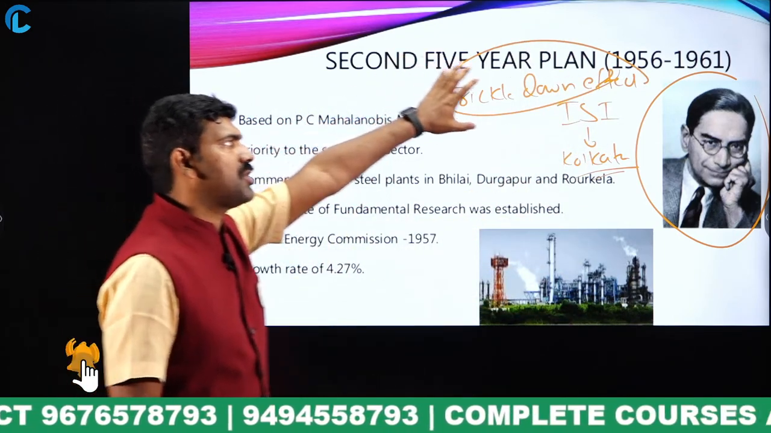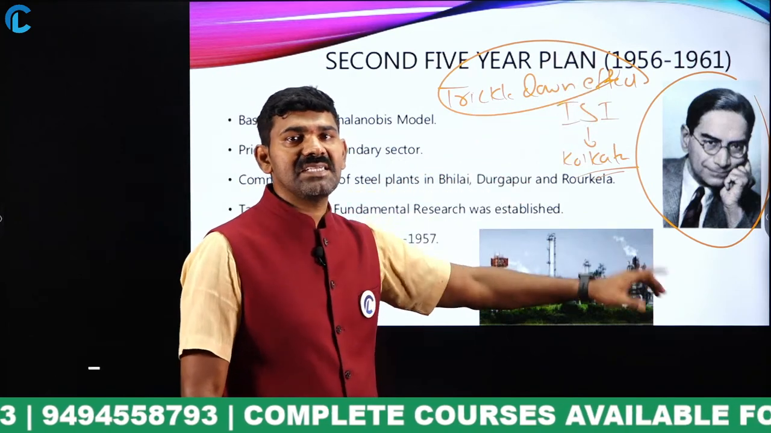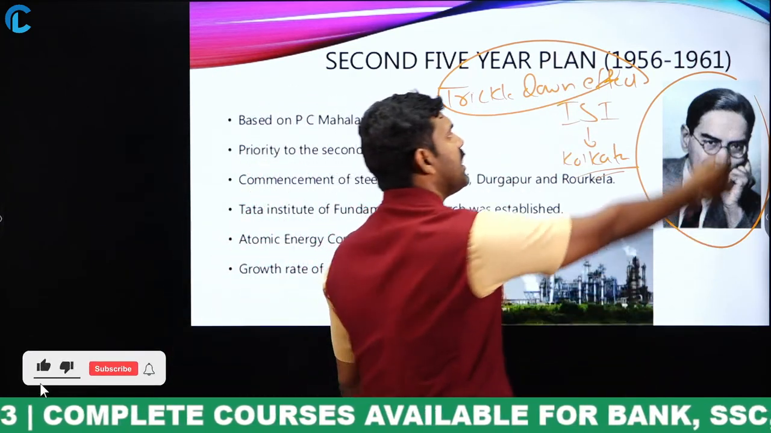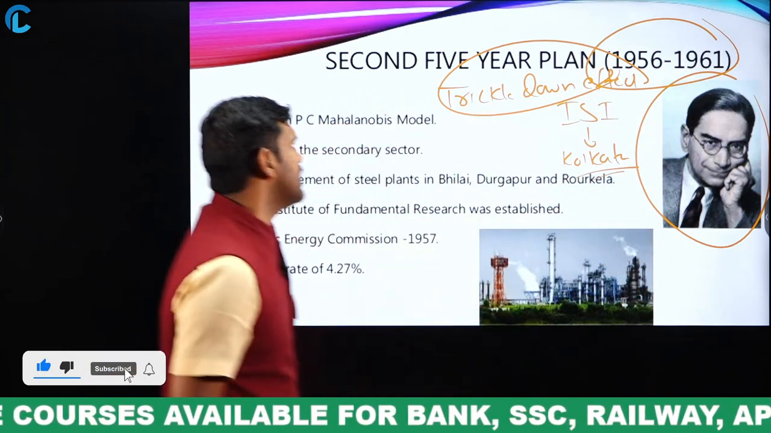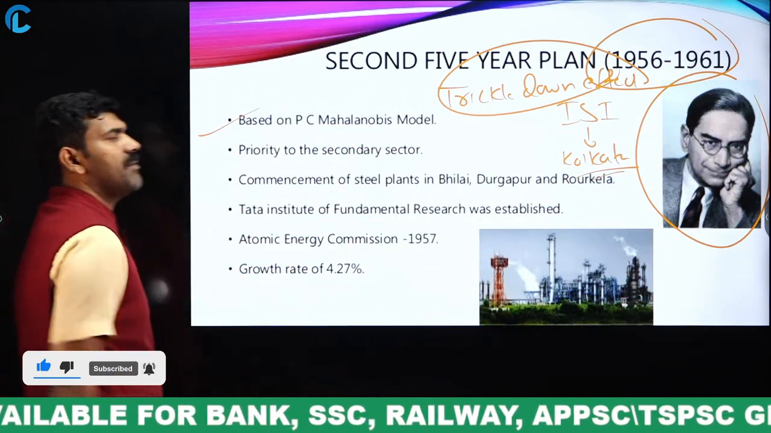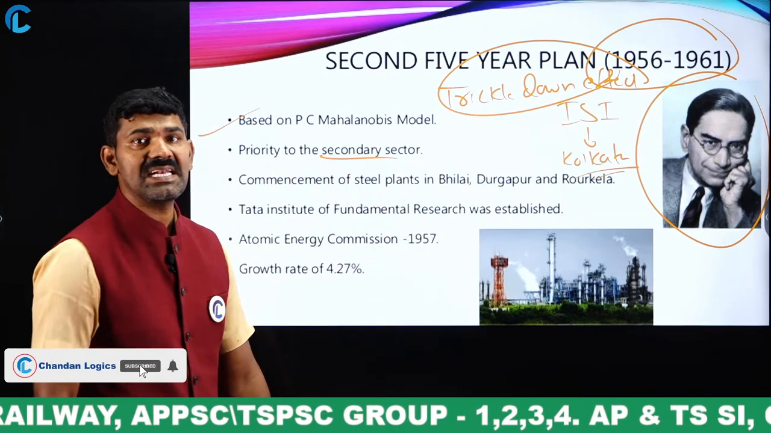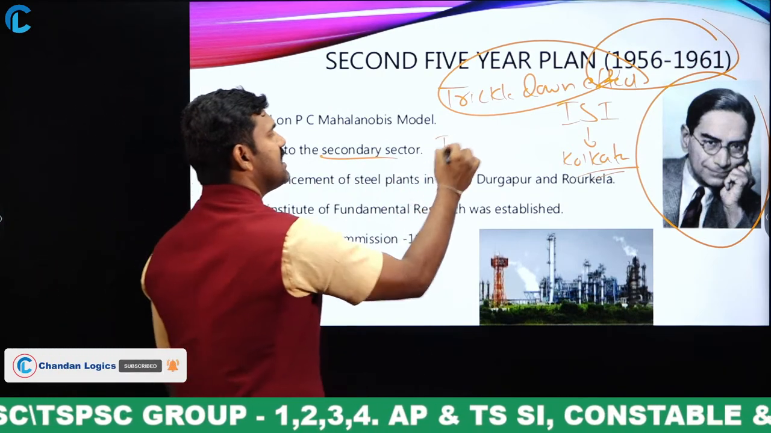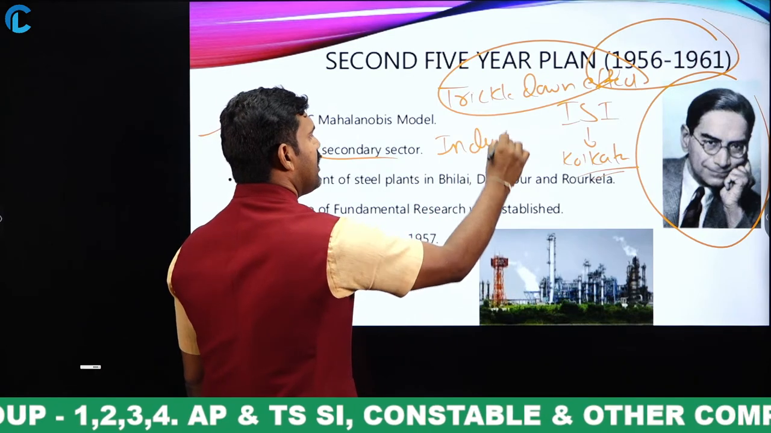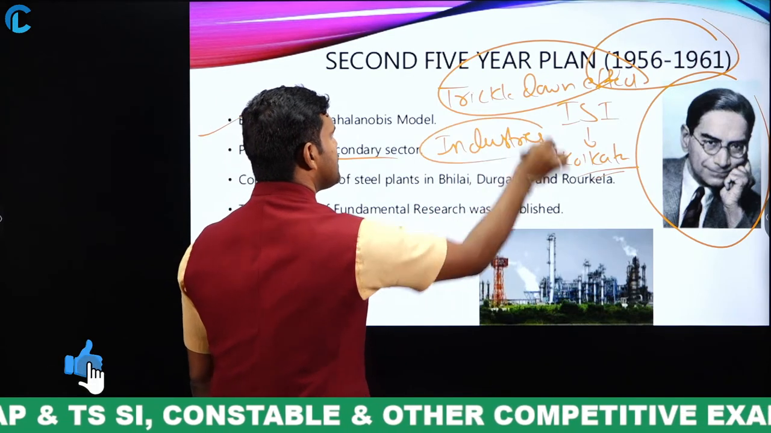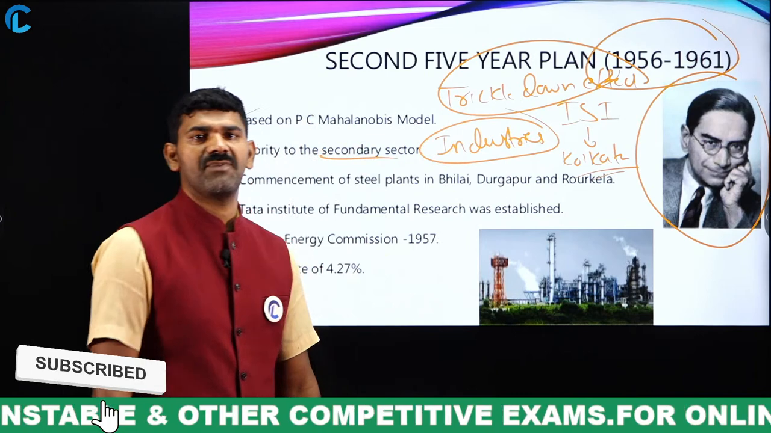Now, if you see the second 5-year plan, what is the importance of second 5-year plan? So, first of all, you should know the period. The second 5-year plan starts in 1956. It goes till 1961. First important thing. The second important thing is that it's based on which plan? A Mahalanobis model. And it has given importance to the secondary sector. Secondary sector means what? Industries. So, what is the importance of the second 5-year plan? They give more emphasis to industries.